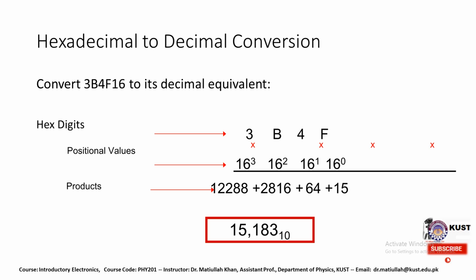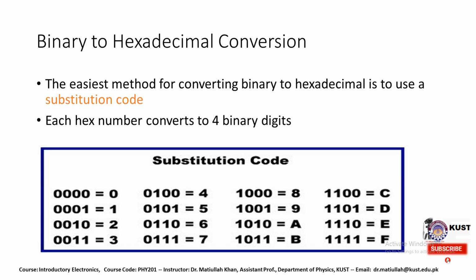12,288 plus 2,816 plus 64 plus 15, and that will give us the value of 15,183, and that is of the base 10. So we have the value that is obtained here, and that is of the base 10.